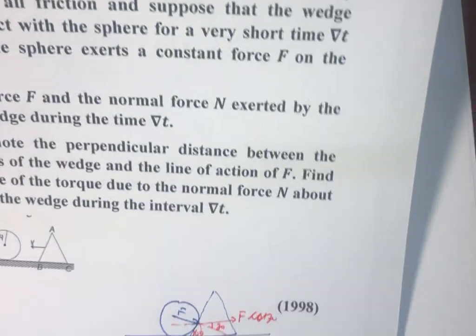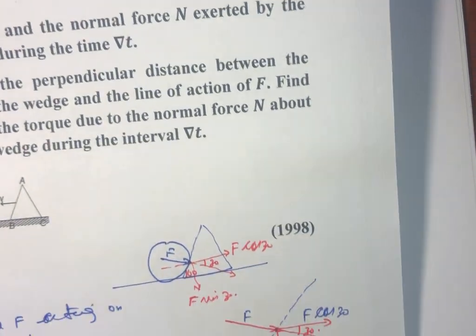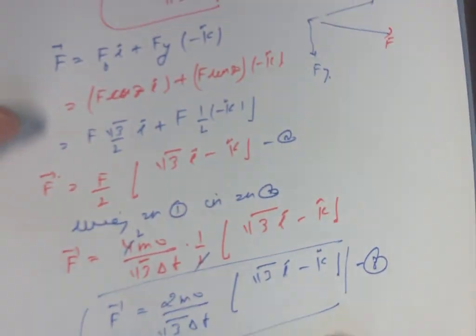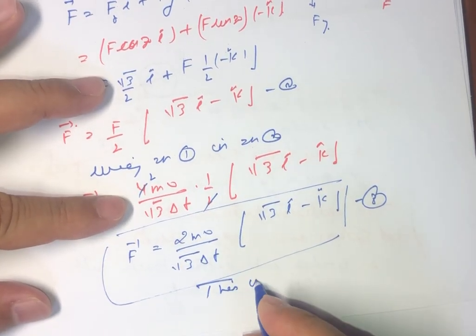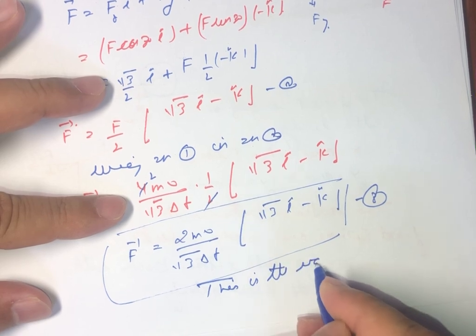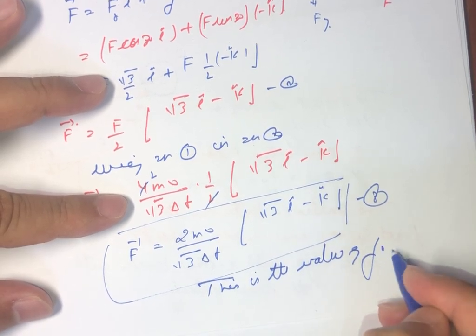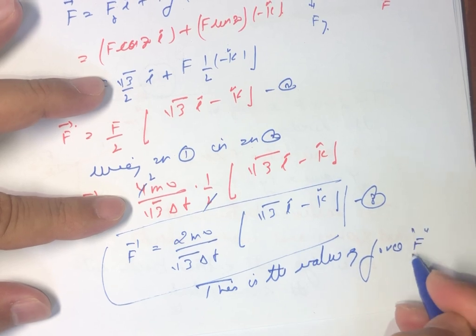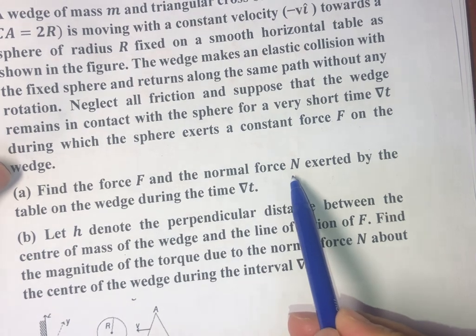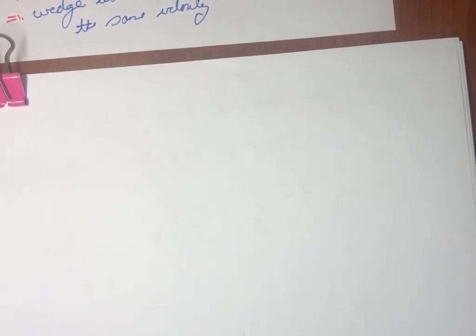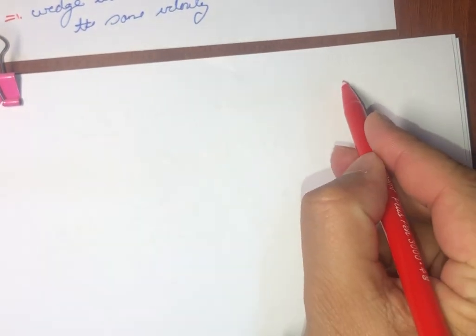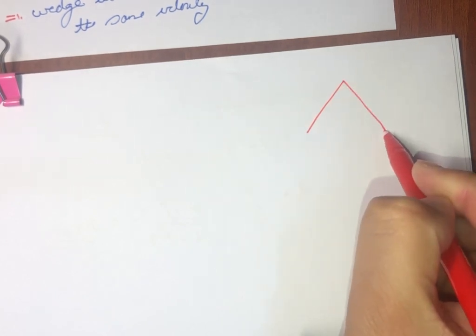Now we are supposed to find the force F, which we already found. So this is the value of the force F. And next we are supposed to find the normal force exerted by the table on the wedge during time delta t. So let us draw the wedge. So this is our wedge.